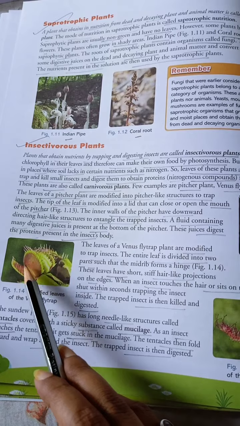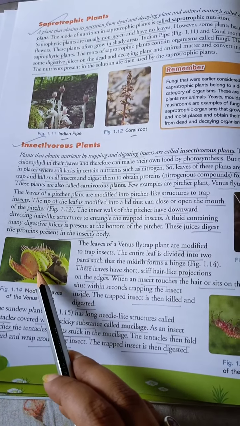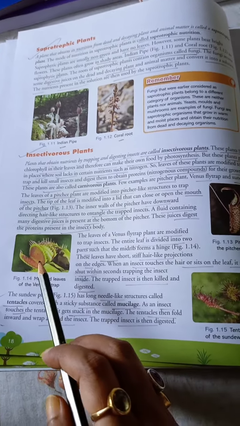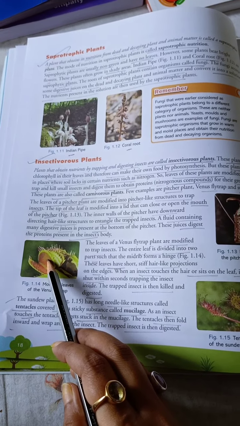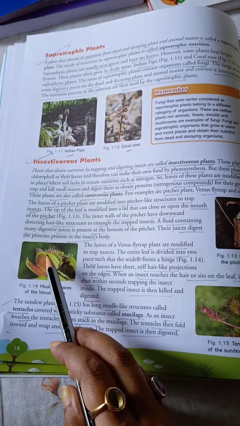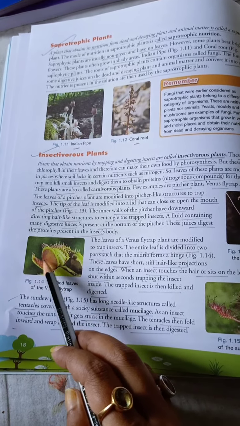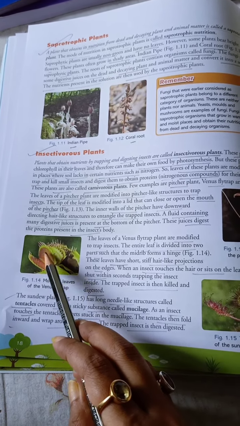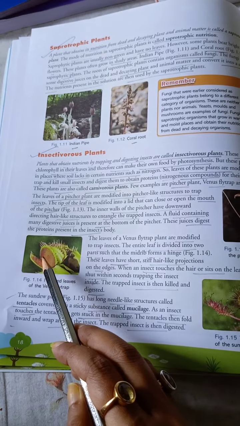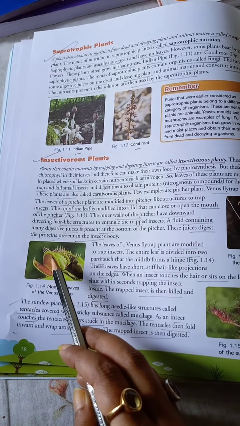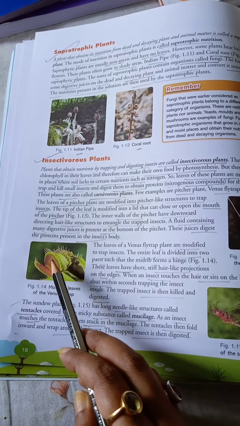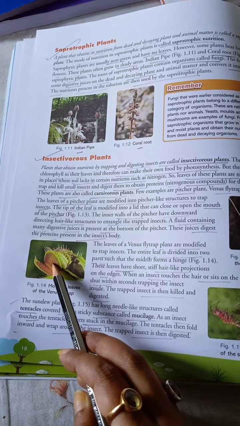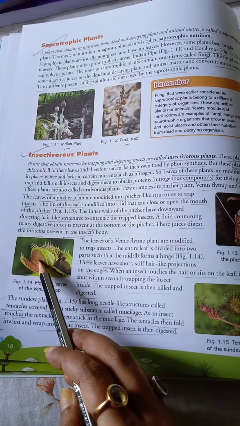And there are hair-like structures, sharp hair-like projections on the edge. When any insect touches the edge or sits on the leaf, they immediately shut both the parts, and inside it the insect gets killed, and they suck the nitrogenous digestive juices from the insect's body.